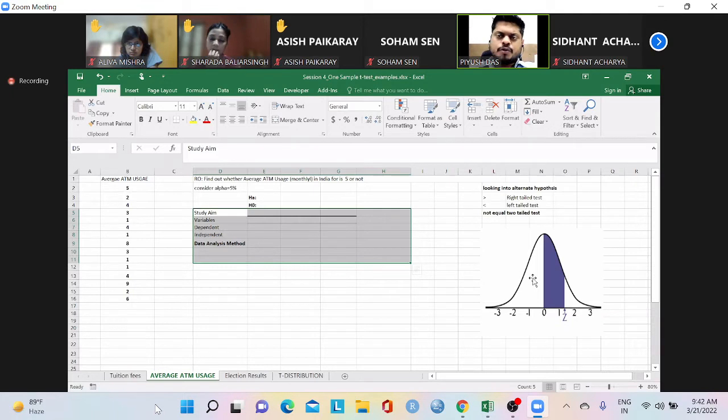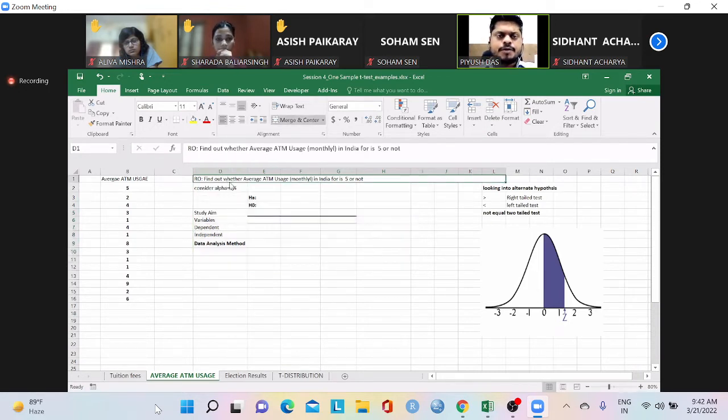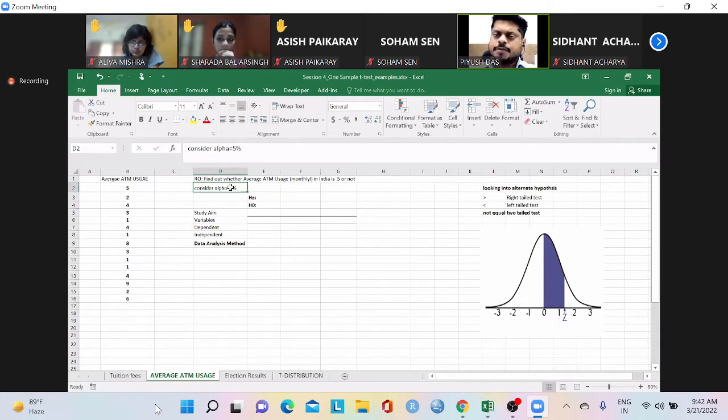What Ashish is telling, we will not look into what the bank is thinking because we do not have any information. What we have been given as the research objective is whether ATM usage per month in India is 5. ATM usage is 5 times or not, right? So it is a simple case of a two-tailed test, because we do not know whether we want to understand less than 5 or greater than 5. It can be anything. When I say x is not equal to y, it might happen that x is greater than y or x is less than y. I am not interested in that. I just want to prove that x is not equal to y, right?